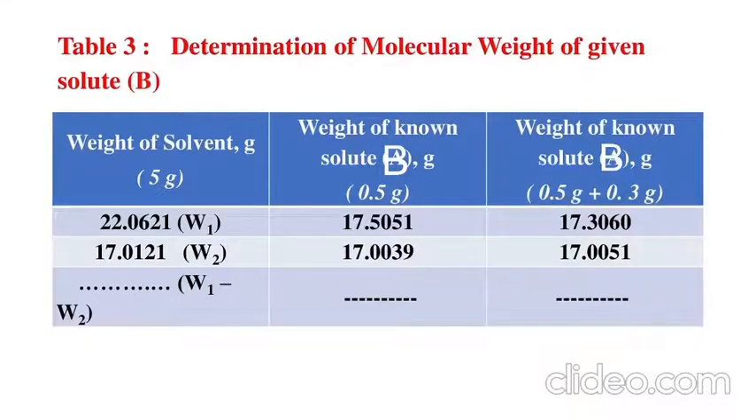The accurate weight of the substance is obtained by W1 minus W2. W1 is the weight of substance and weighing bottle. W2 is the weight of empty weighing bottle.